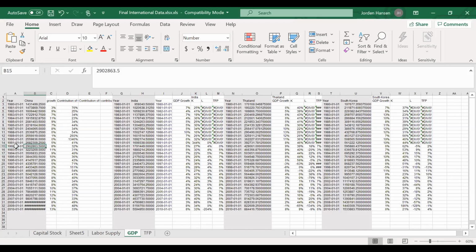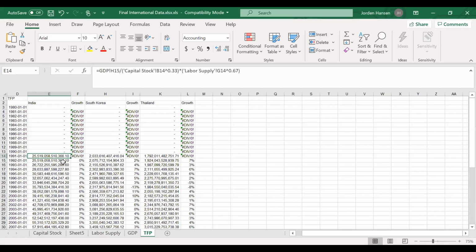Right, that's fine. Go back to TFP. I think you are on the right track. Let me see the formula. Are you sure about your formula? You probably missed parentheses. You need GDP divided by capital stock raised to the power of 0.33 times labor supply raised to the power of 0.64. So you need a big parentheses.